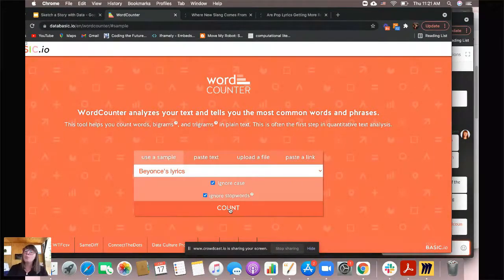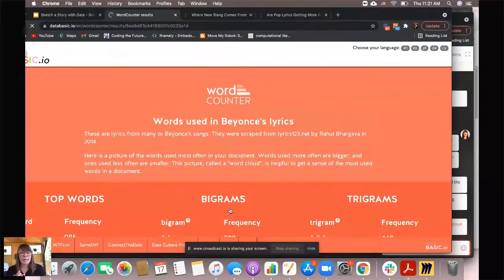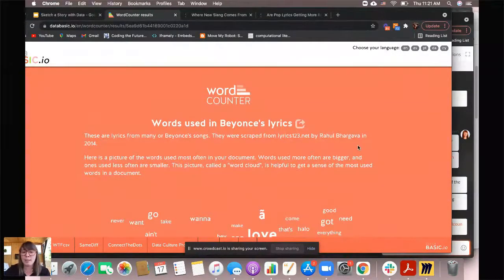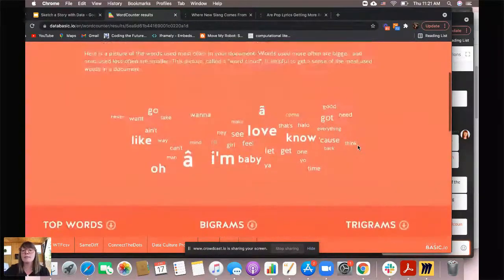Now, count is what is counting the frequency. And this is not perfect. So we're going to hit count. What is going to appear on your screen is something you probably have used at some point in your career, which is a Wordle or a word cloud. It is a visual representation of the text that is being analyzed.